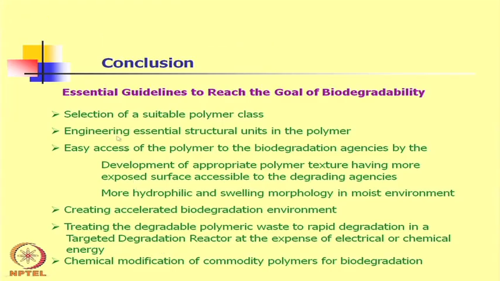And in conclusion, the essential guidelines to reach the goal of biodegradability are selection of a suitable polymer class, engineering essential structural units in the polymer, easy access of the polymer to the biodegradation agencies by the development of appropriate polymer texture having more exposed surface accessible to the degrading agencies, creating an accelerated biodegradation environment, and chemical modification of commodity polymers for biodegradation.